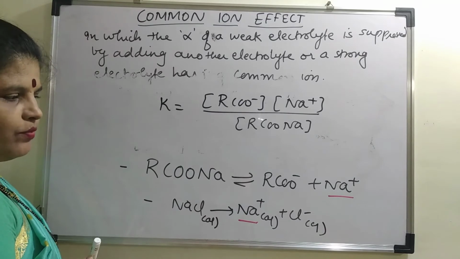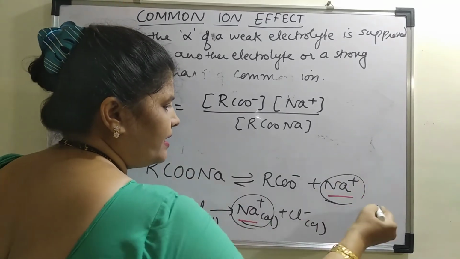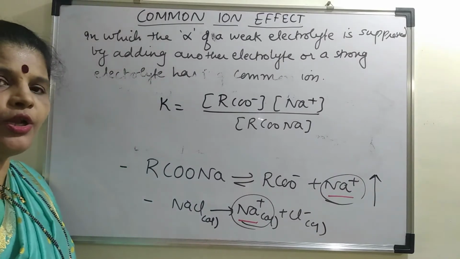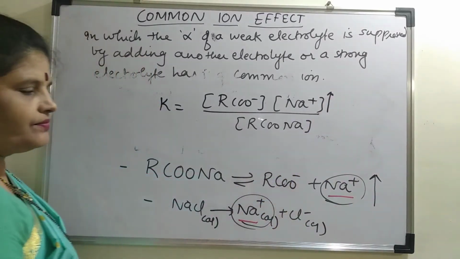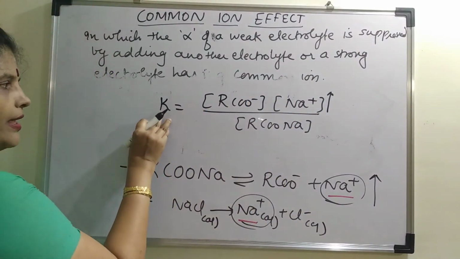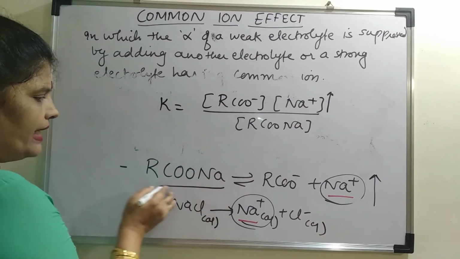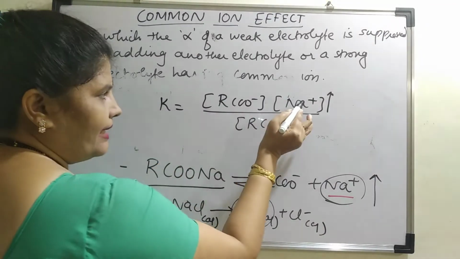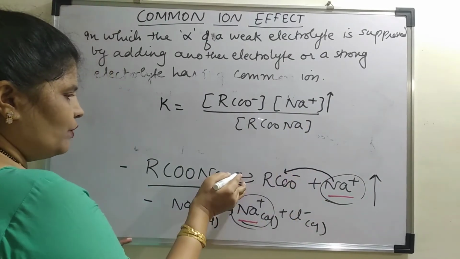And because of this, what will happen? The concentration of Na plus in the solution will increase. When the concentration of Na plus increases, this equilibrium will get disturbed. So in order to re-establish it, what should happen? This concentration should increase. Na plus starts combining with this and it will give you back this.